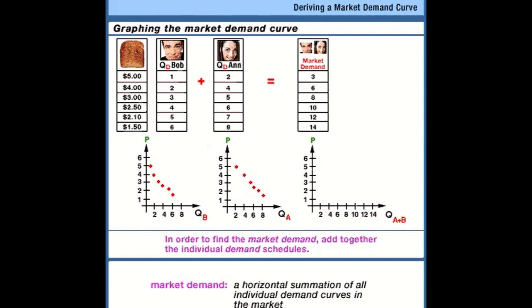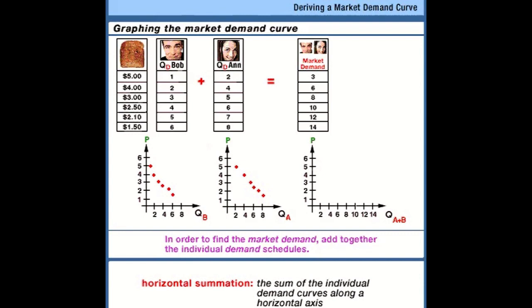The process is called horizontal summation because we are adding horizontal distances. Notice in this first diagram, we have Bob's quantity written on the horizontal axis. At each price, the red dot tells us the quantity of bread that Bob is willing and able to purchase at that price. In the second diagram, the horizontal axis measures Ann's quantity, the quantity of bread that Ann is willing and able to purchase at each price.